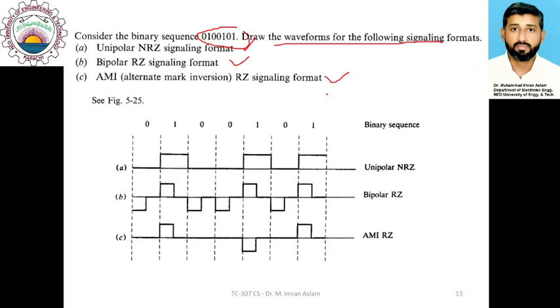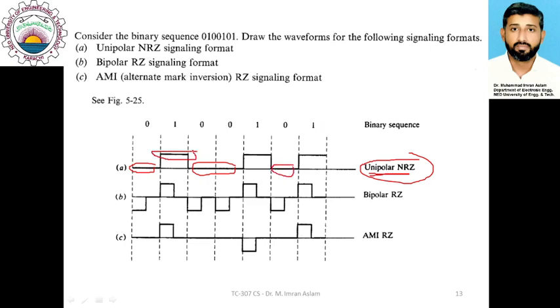So if we try plotting those formats, you can see that for unipolar NRZ we need to use the pulses which are full bit duration wide, and for unipolar we will be using positive amplitude for 1 and 0 amplitude for 0. So you can see that the zeros are represented by 0 amplitudes. So all zeros are represented by 0 amplitude, and ones are represented by a positive amplitude with a full width of the pulse, which is equal to the bit duration.